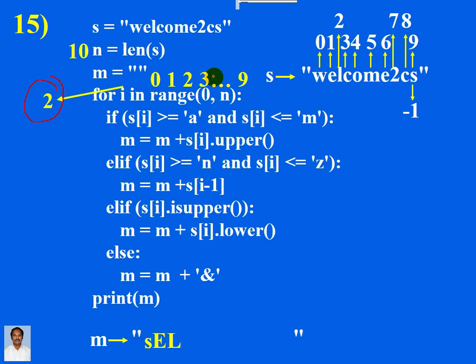I takes the next integer in the range 3. What is S of 3? Small c. Small c greater than or equal to A and C less than or equal to M. True, because C is between A and M. Here variable M contains SEL, that is concatenated with small c dot upper. So here you get capital C. So here one capital C will come.